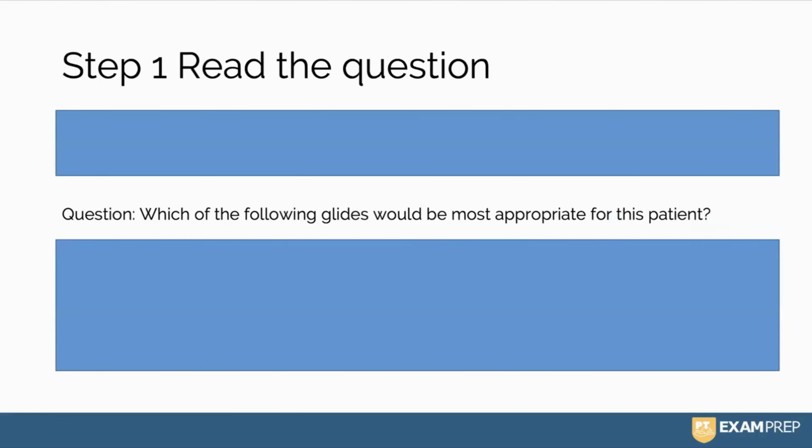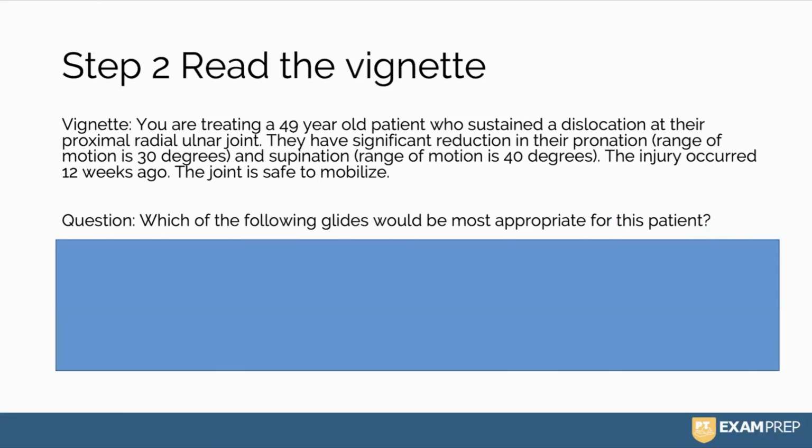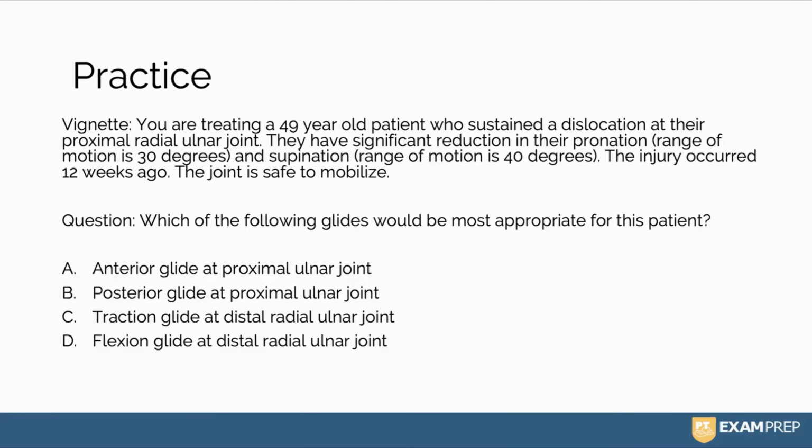So we've read our question, which glide is most appropriate. We go to our vignette. We're seeing that this person had a dislocation at their PRUJ. They had significant reduction in their pronation and supination. The injury occurred 12 weeks ago. So just looking at this right now, we can say, okay, the range of motion is 30 for pronation. For supination, it's 40 degrees. Alrighty. So after this was step 2, read the vignette. Our step 3 is going to be that we would answer the question.